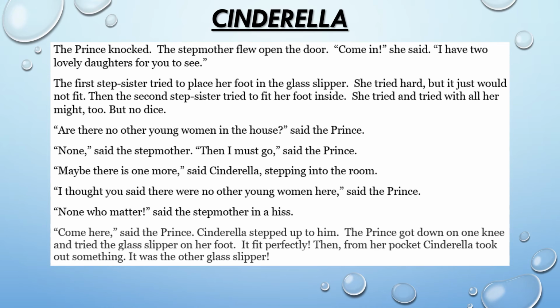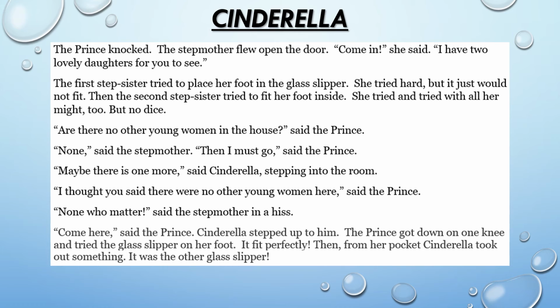The prince knocked. The stepmother flew open the door. "Come in," she said. "I have two lovely daughters for you to see." The first stepsister tried to place her foot in the glass slipper. She tried hard, but it just would not fit. But then the second stepsister tried to fit her foot inside. She tried and tried with all her might too, but no dice. "Are there no other young women in this house?" said the prince. "None," said the stepmother. "Then I must go," said the prince.